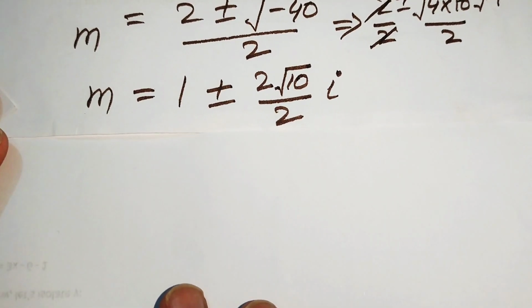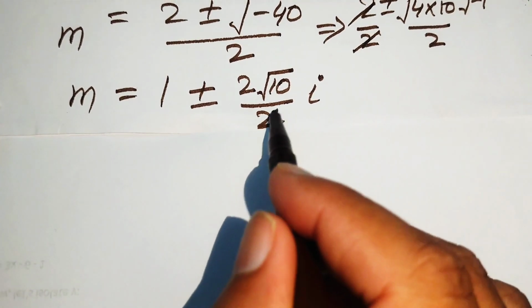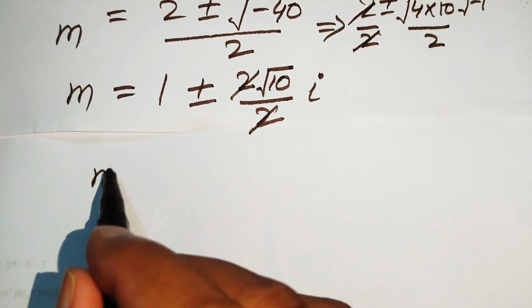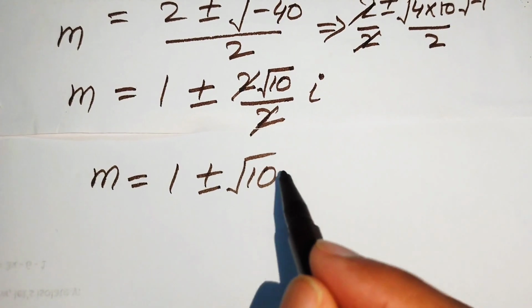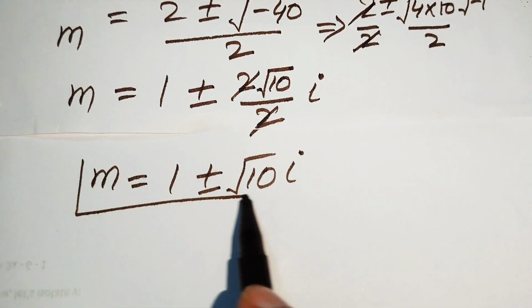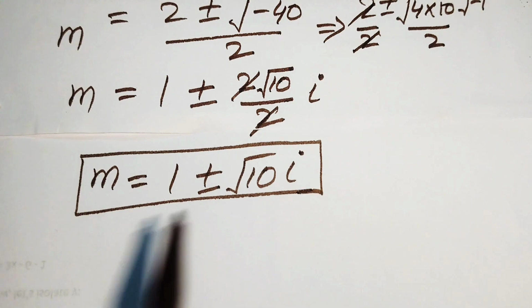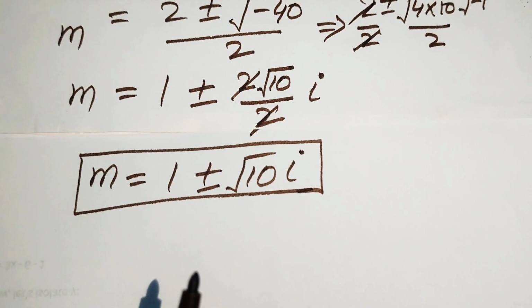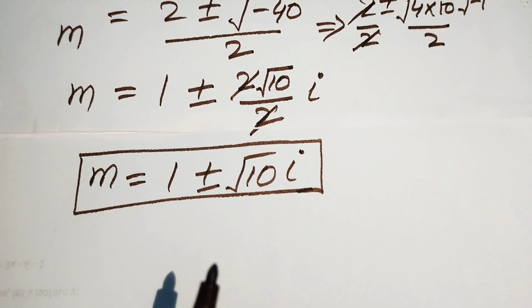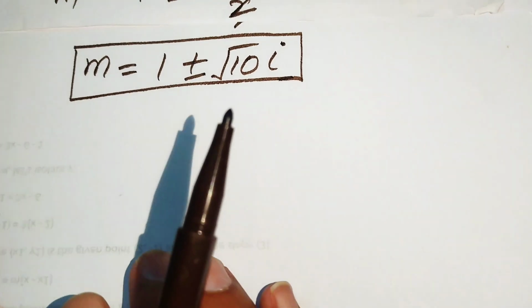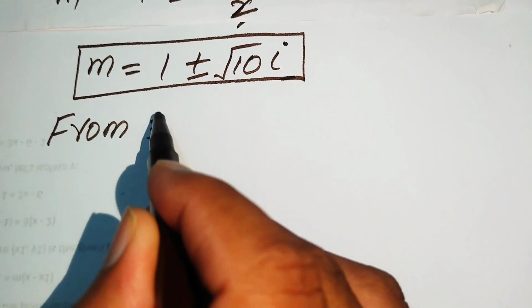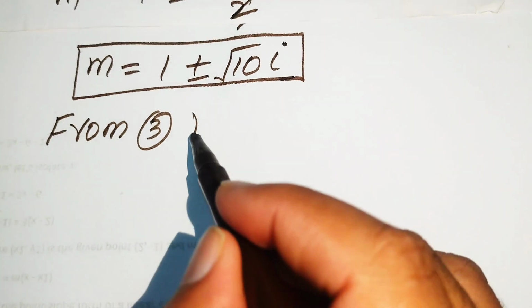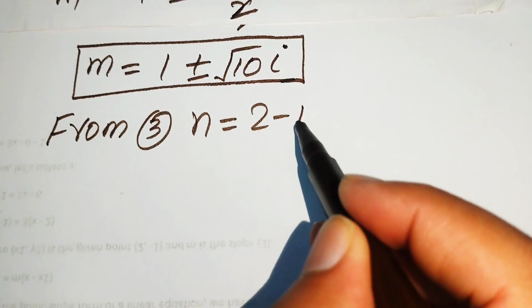And now in the next step, we need some simplification, and you see that this 2 is cancelled out by this 2, and here we get m equals 1 plus minus square root of 10 iota. So these are the two complex values of m, and from these two complex values of m, we find the corresponding values of n. So here we need our equation number 3, so we copy down equation number 3 here. From equation number 3, we have n equals 2 minus m.